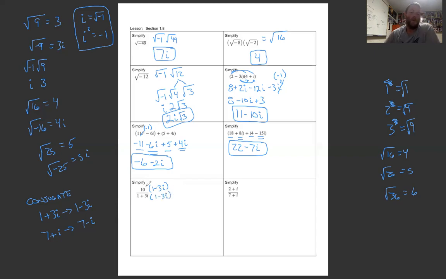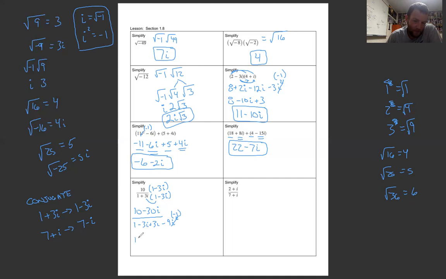Okay. Let's do the top first. So 10 times 1 is 10. 10 times -3i is -30i. Divided by. And now let's do the bottom. Okay. And so it's exactly like what we did here. 1 times 1 is 1. 1 times -3i is -3i. Positive 3i times 1 is positive 3i. And notice how those are going to cross off. And then 3i times -3i is -9i squared, which i squared goes to -1.